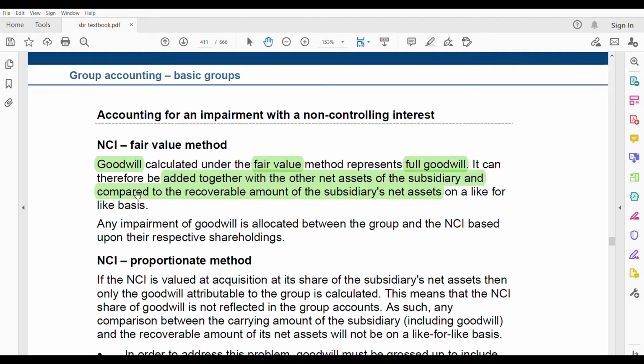On a like for like basis, any impairment of goodwill is allocated between the group and the NCI based upon their respective shareholdings. We know that when it's fair value, goodwill is allocated between the group and the NCI. Even the impairment of goodwill will be allocated.